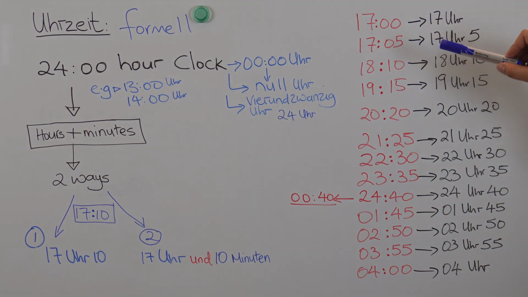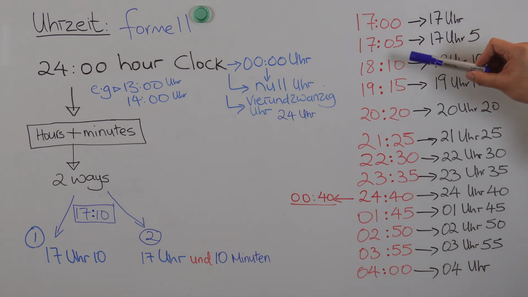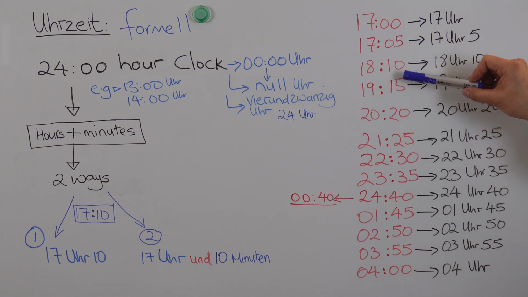The first one is 17 Uhr. That means 5 o'clock in the evening. The second one, 17 Uhr 5. That means 17 hours 5, 5 hours 5 in the evening. The next one, 18 hours 10, that is 18 Uhr 10.